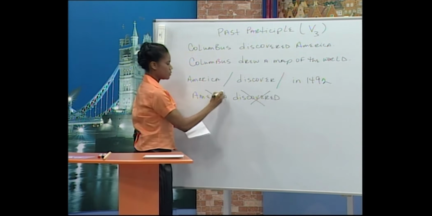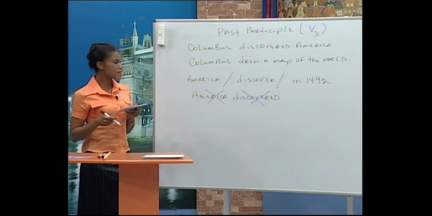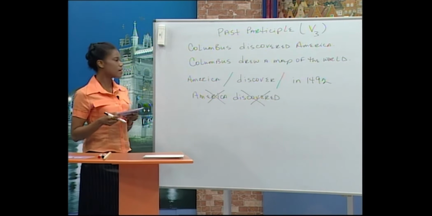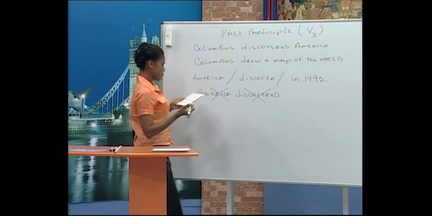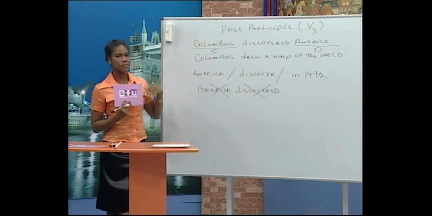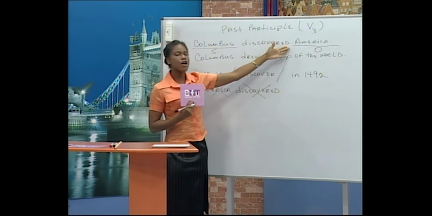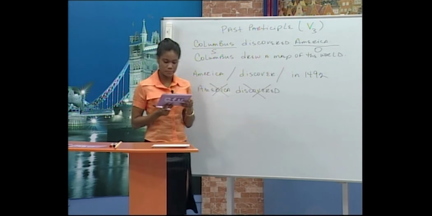Now, in this sentence, is America the subject or the object, Linda? America is the object and Columbus is the subject. Very good. Columbus is the subject because he does the action. America is the object because it's what Columbus discovered.